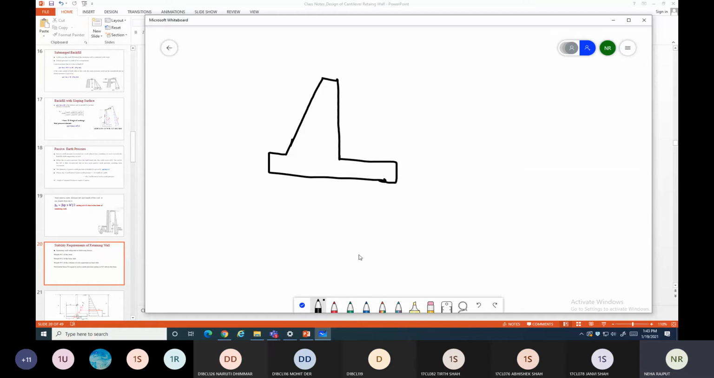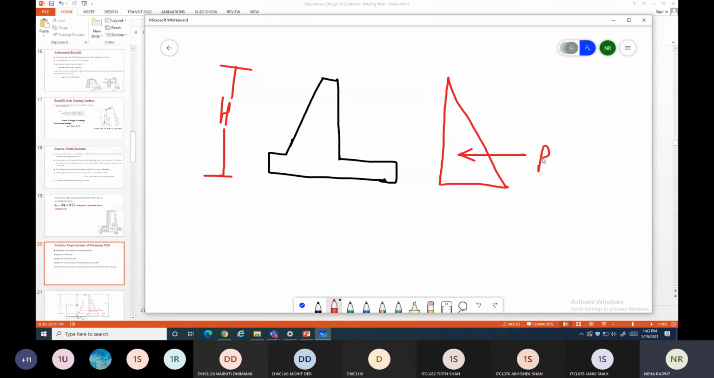now if I am considering the total stability of the retaining wall, not only the stem part but the full retaining wall, then the diagram of active pressure will be like this throughout the height. This one is the diagram of active pressure, and this will lead to the instability. This active pressure will lead to the total instability of the retaining wall.